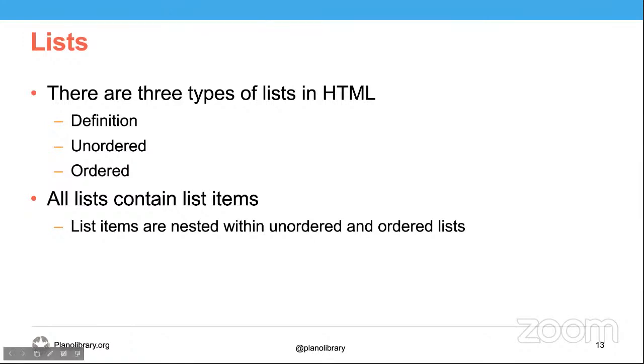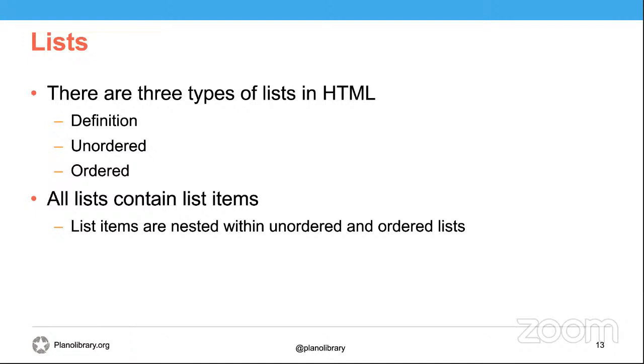There are 3 different types of lists in HTML. We have definition lists, unordered lists, and ordered lists. Definition lists aren't commonly used unless you're grouping terms and descriptions such as glossaries. And in this presentation, we'll just focus on unordered and ordered lists.